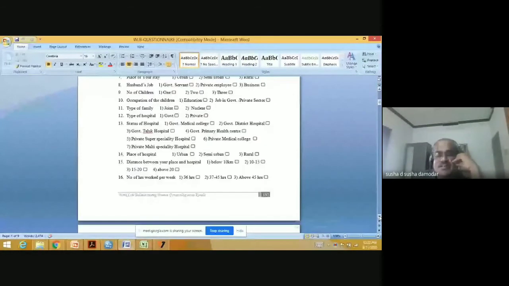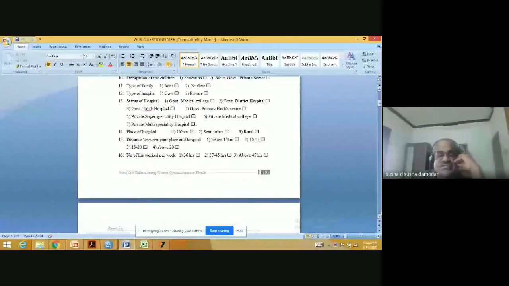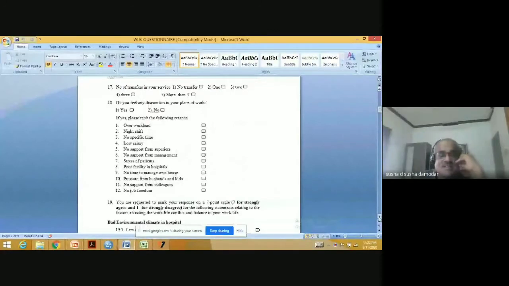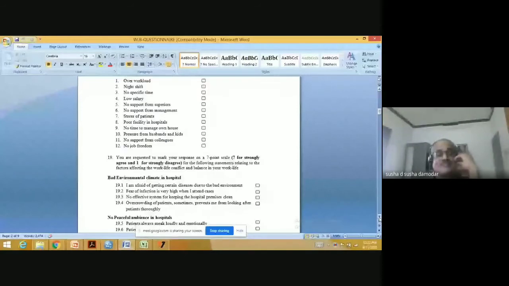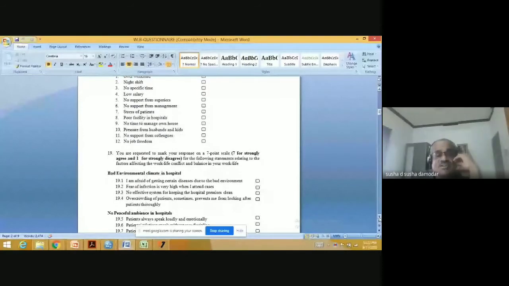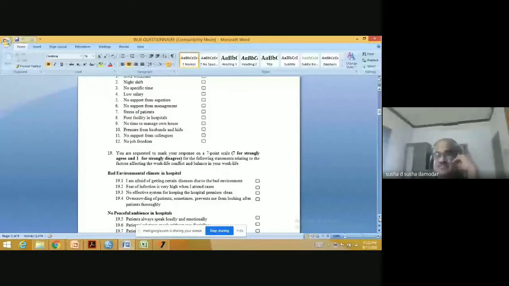But you just observe the nature of the questions. Under question number 19, you are requested to mark your response on a 7-point scale. Strongly agree, 7. Strongly disagree, 1. So here we use the interval scale. The interval scale is used for the measurement of n number of variables under study.